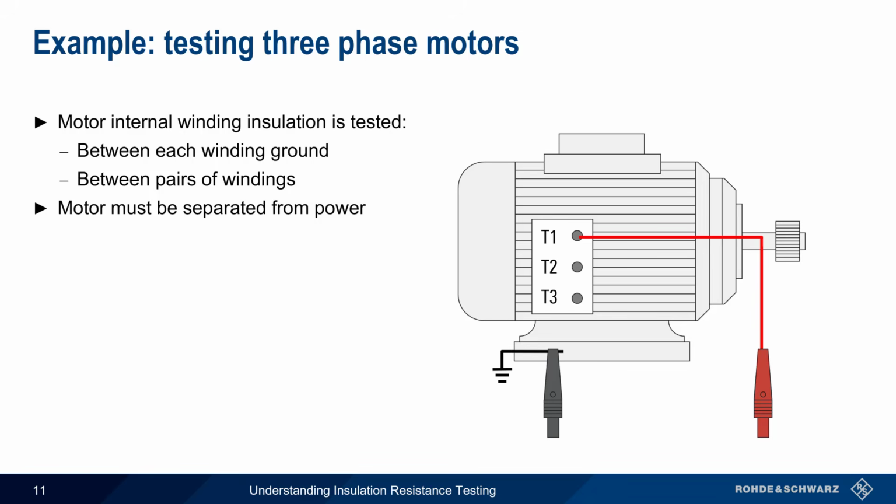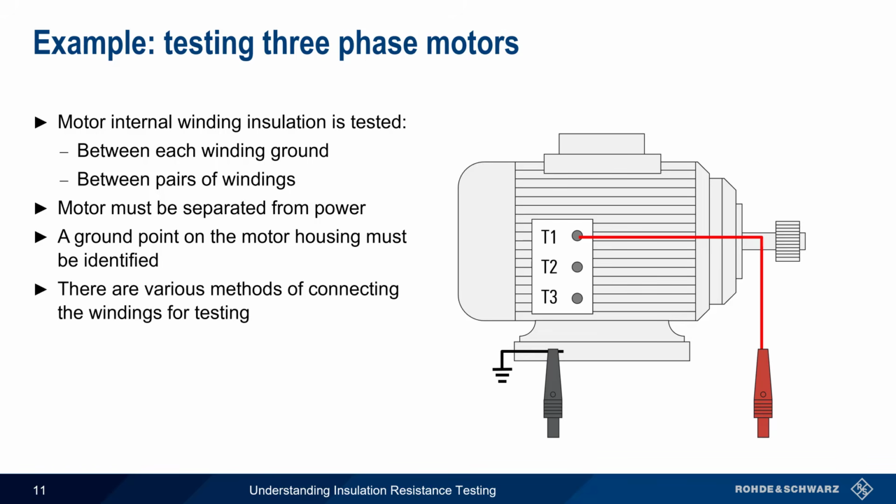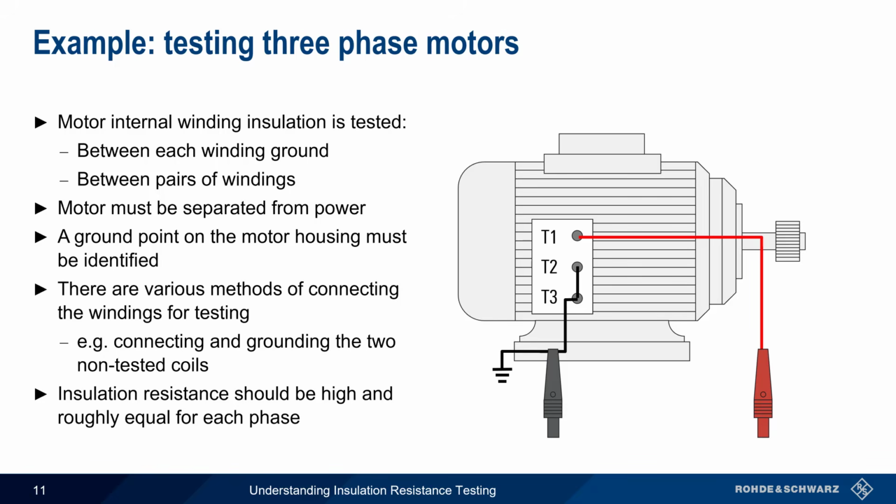Note too that in order to test resistance between a winding and ground, a suitable ground point on the motor housing must be identified. It may be necessary to sand or scrape to remove some paint to get a good motor chassis ground connection. The connection to the windings may be made in various ways. For example, the 2 non-tested coils in a 3-phase motor may or may not be connected together or connected to ground. Regardless of how the test is run, the measured insulation resistance of the phases should be both high and roughly equal.